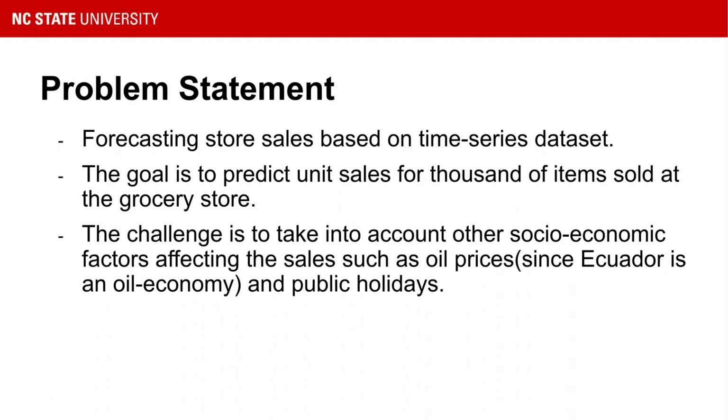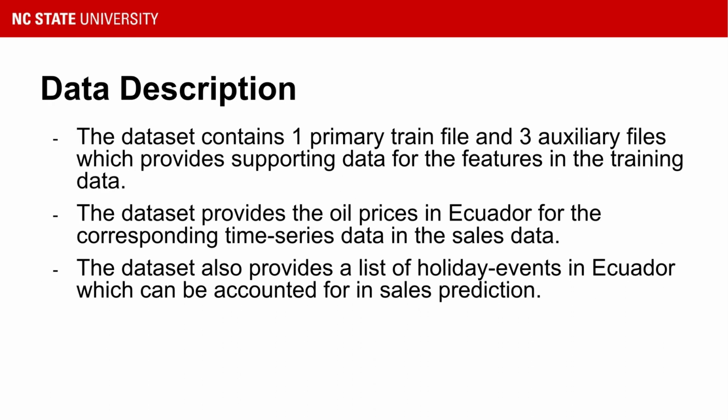The challenge here is to take into account other socio-economic factors affecting the sales, such as oil prices and public holidays. Coming to the dataset description, the dataset contains one primary train file, which has all the records of sales of different stores. Other than that, we have three other auxiliary files, which provide us extra features such as the oil prices for the time series, and the public holidays that are there during that time series. This data is from 2013 to 2017.